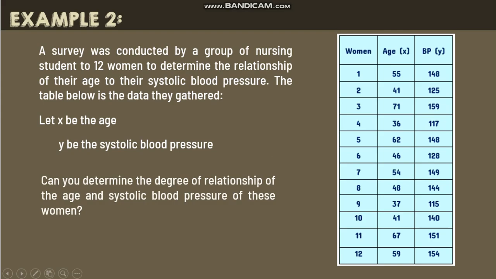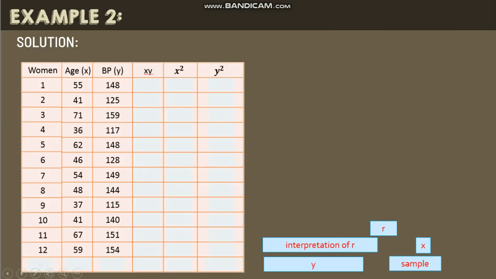So, para makuha natin yung degree of relationship, compute muna natin yung ating coefficient correlation, yung R natin. So, para makompute po natin yung R, kailangan natin summation ng X, summation ng Y, summation ng XY, summation ng X squared, and summation ng Y squared. Okay? Ito po yung X, Y, XY, X squared, Y squared. So, unahin natin si XY. Ang gagawin po natin dito is multiply lang po natin to.